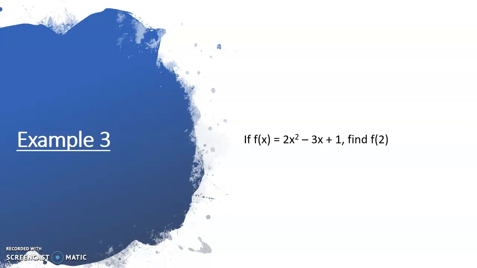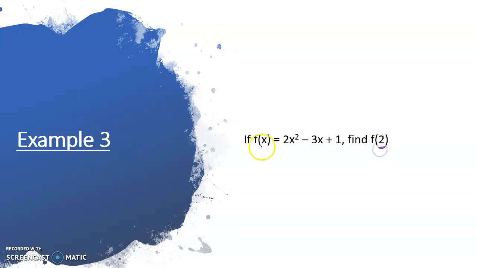All right, example number 3. So again, continuing the same way. And again, I recommend that you pause, write your example down, and then do the steps along with me. And if I'm going too fast for you, you have a pause button, so slow me down. Okay? All right, so if f of x equals 2x squared minus 3x plus 1, find f of 2.